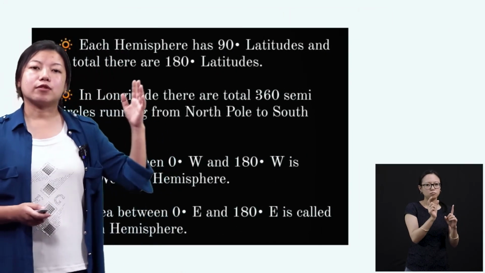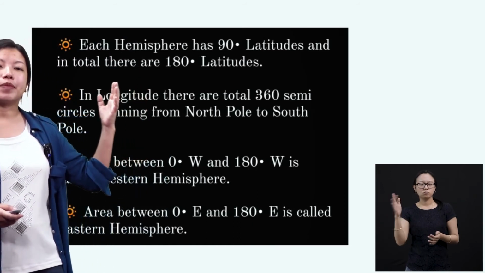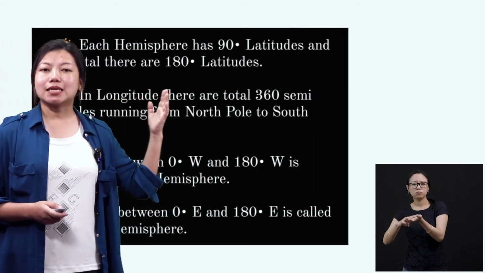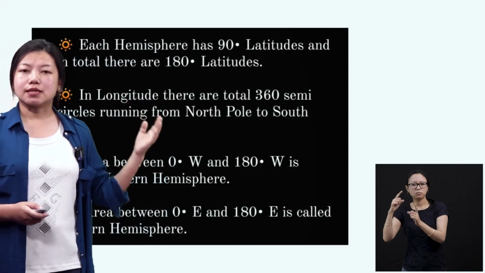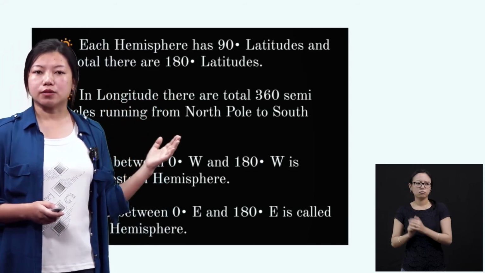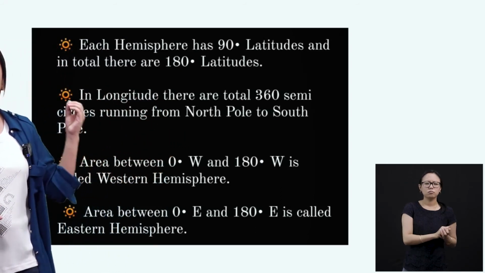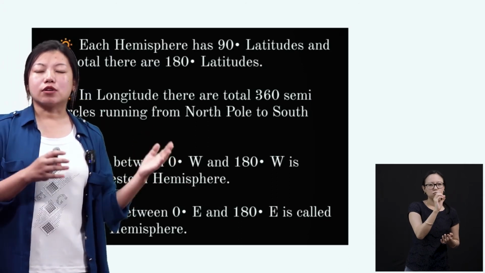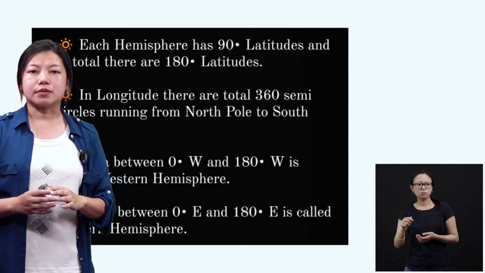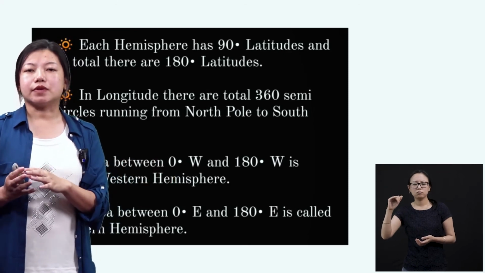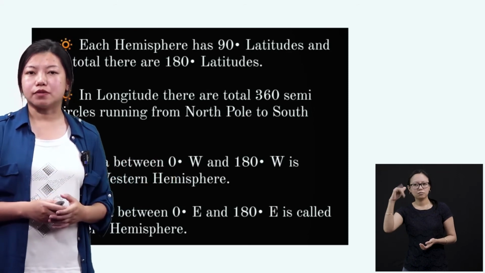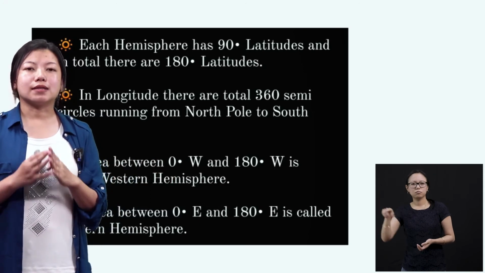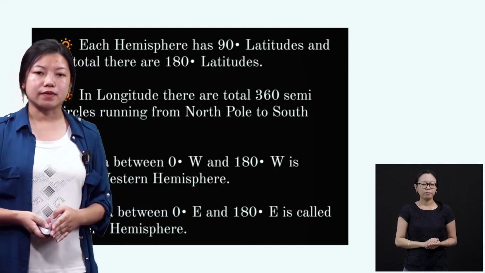Okay, so I've already explained to you that we have 180 lines in latitudes and 360 lines in longitudes. Also, we have North Pole and South Pole. Then we have Northern Hemisphere, Southern Hemisphere, Eastern Hemisphere, and Western Hemisphere, depending on the 4 directions that I've shown you in the previous image.